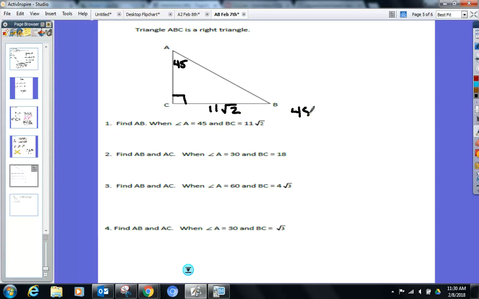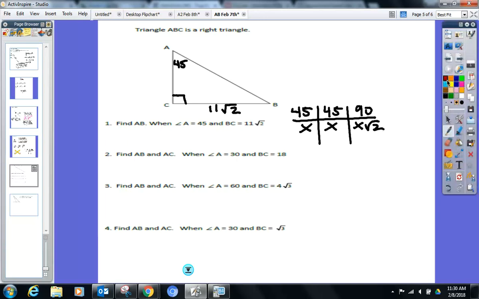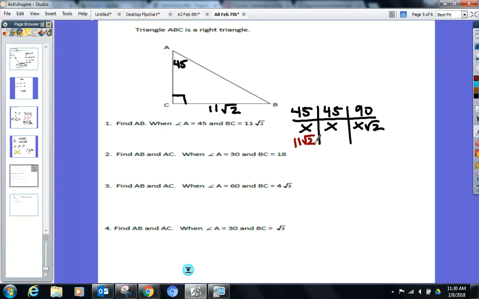Ready? Let's get the chart out. 45, 45, 90. What's the rules? X, and? Okay, all right. Take your time. What side did I give you? Put it in one of the 45 columns, 11 radical 2. Even though I didn't ask it, I just want you to get used to filling out the chart. What's across from the other 45 then? 11 radical 2.